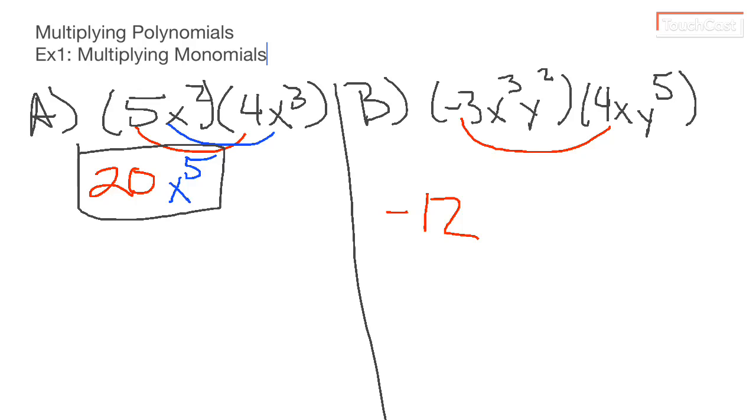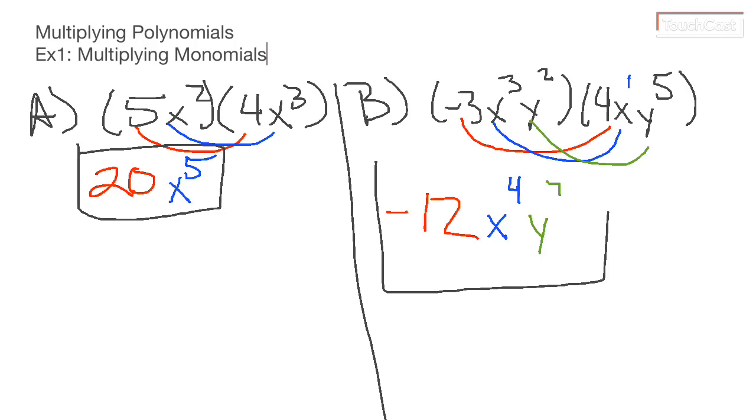Then we're going to go in order. We've got our x's. x to the third times x. And there's secretly a little 1 there. So we're going to add the powers. 3 plus 1 is 4. So we've got x to the fourth. And then we do all that again with our y's. We're going to have y. 2 plus 5 is 7. So we're going to end up with negative 12x to the 4, y to the 7. That's going to end that example.